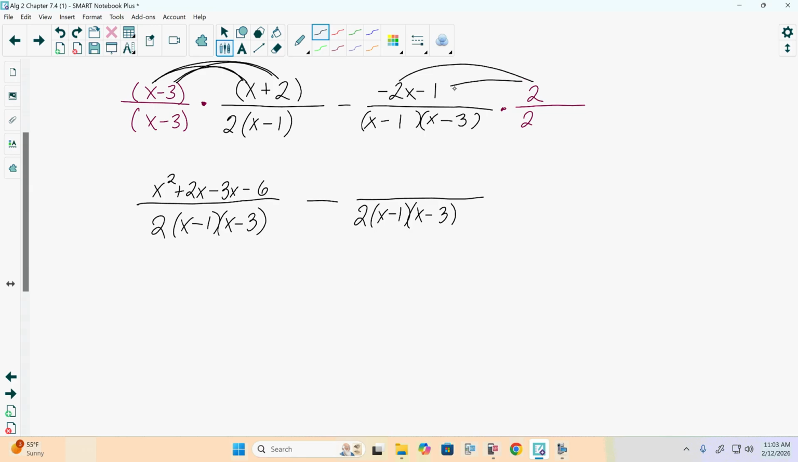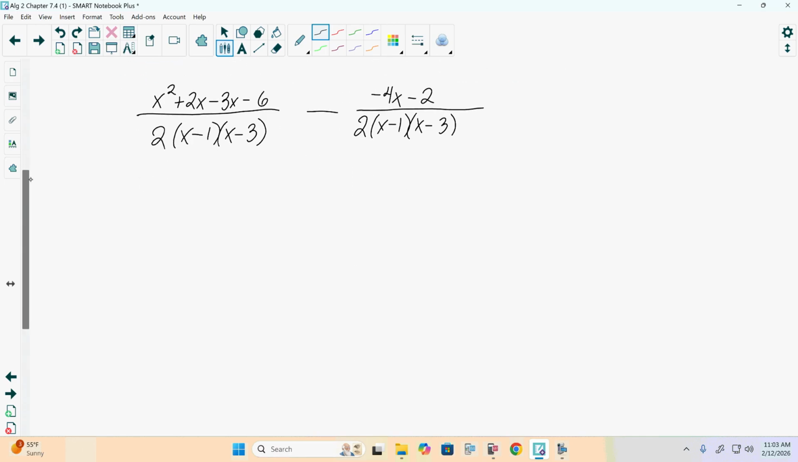We need to do the same thing on the other side. Now, even though there aren't parentheses around negative 2x minus 1, there are. We just know that they are, we just don't write them. 2 times negative 2x is negative 4x. 2 times negative 1 is negative 2. Questions on this here? One last thing before we put them together, we will need to combine like terms on the left-hand side.